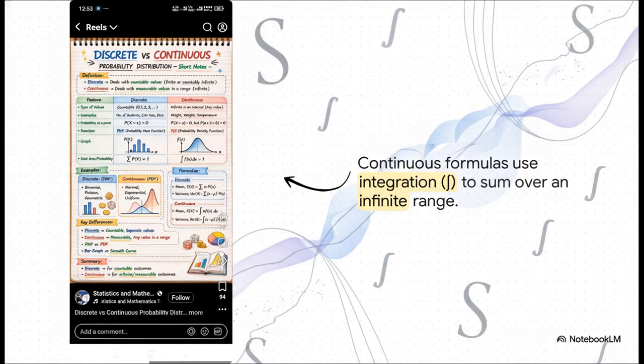But for continuous data, you can't just add up a list, right? Because there's an infinite number of values. So we have to bring out the big guns, calculus. We use something called integration. That's the long curvy S symbol. And you can just think of it as a super-powered way of adding up an infinite number of incredibly tiny slices from under that curve to get our answer.